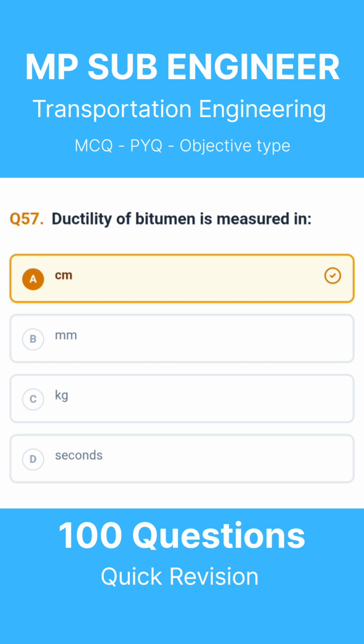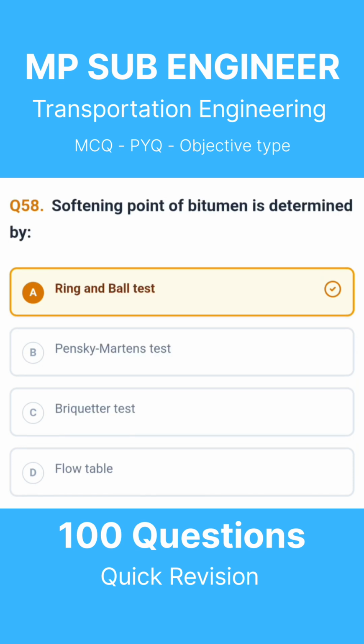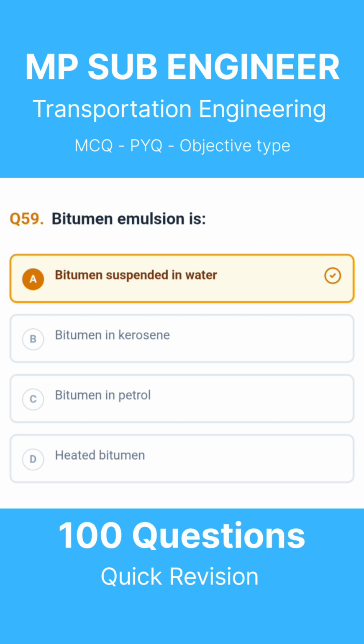Question 57. Ductility of bitumen is measured in. The correct answer is cm. Question 58. Softening point of bitumen is determined by. The correct answer is ring and ball test. Question 59. Bitumen emulsion is. The correct answer is bitumen suspended in water. Question 60. Cutback bitumen is. The correct answer is bitumen dissolved in volatile solvent.